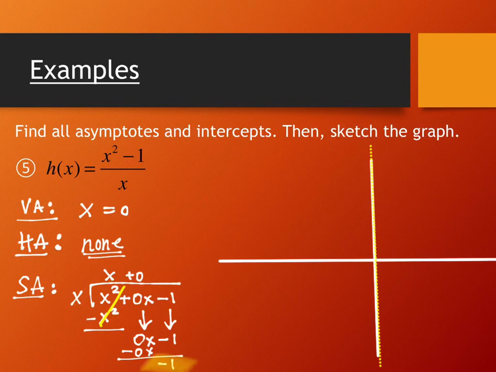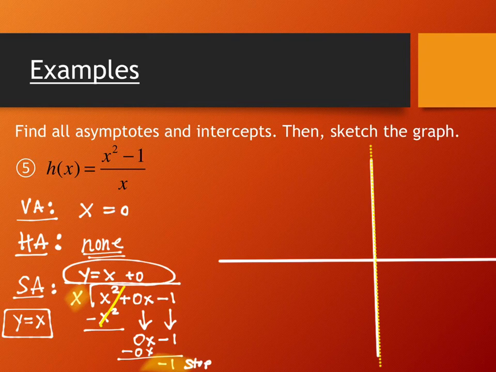At the point when the remainder is less in degree than the divisor, right? So it's a 1 compared to an x, or it's an x compared to an x squared, or it's an x squared compared to an x cubed, right? At the point when that happens, we stop. And this up on top with y equals is the equation of the asymptote. So our slant asymptote's equation is y equals x.